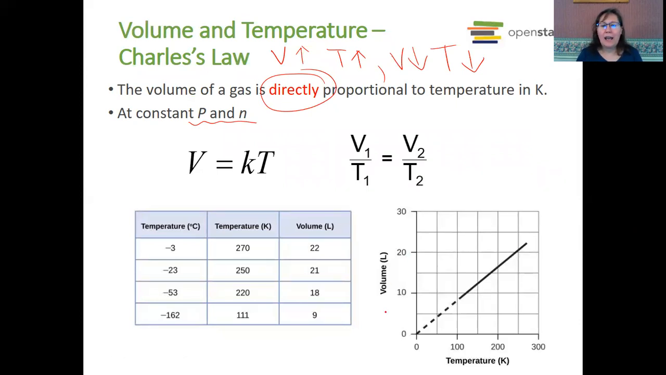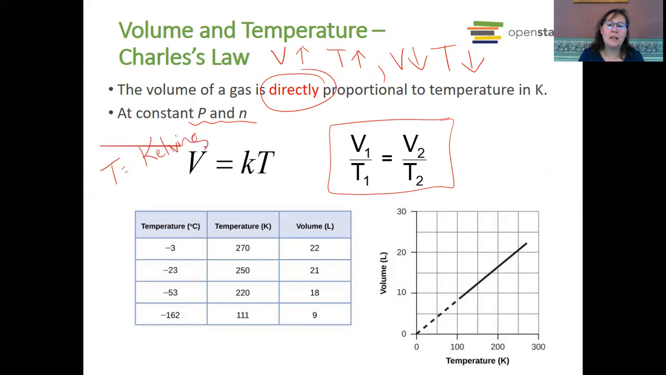Okay, and again, because it's a direct proportionality, we have a nice straight line, and the equation that you'll use is V1 over T1 equal to V2 over T2. And remember, temperature is always in kelvins on the other page as well.